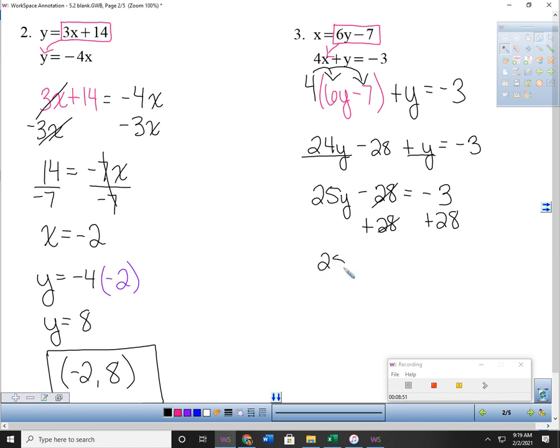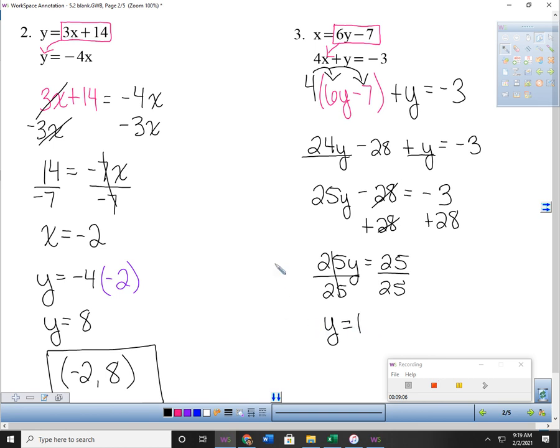So I have 25y is equal to 25. I'm going to divide by the 25 that's being multiplied by that y right there. And anything divided by itself is 1. So my y value is 1. Now remember, that's the second number of your point.